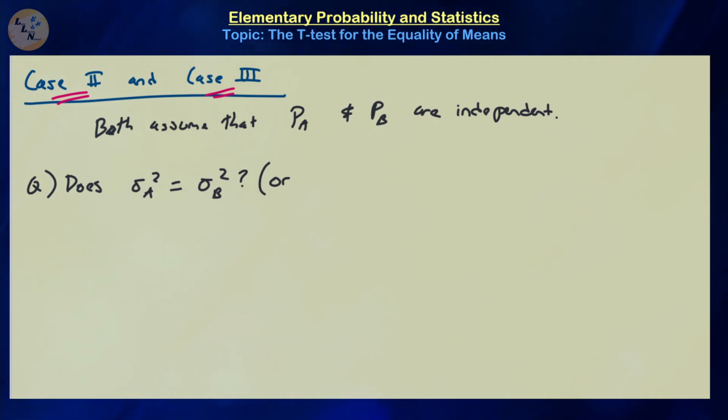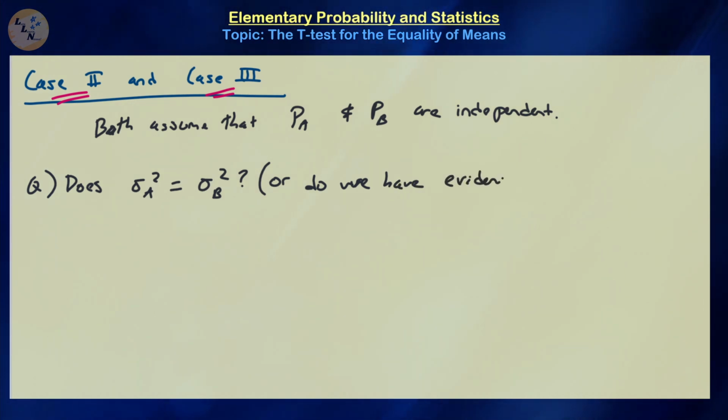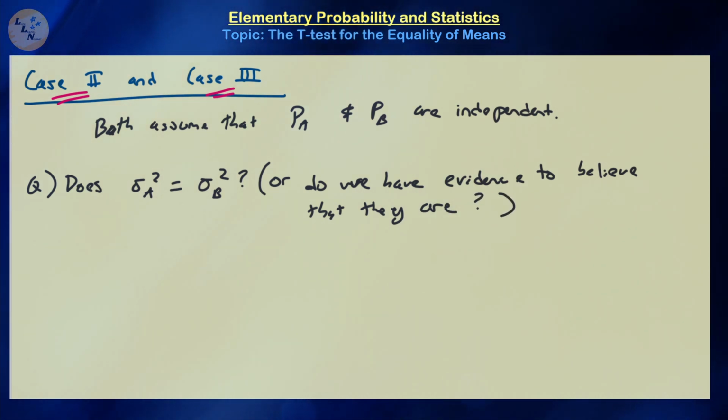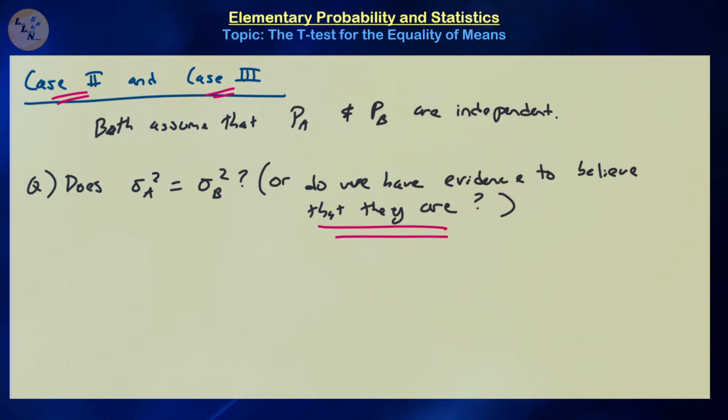Or equivalently, because sometimes we don't know the variances, or sometimes we do not know that they are equal, do we have evidence to believe that they are? Some people will call these populations homoscedastic, just meaning that the variances between them are equal to each other. So do we have evidence to believe that they are? So what test talks about the equality of variances for two different independent populations? Keep in mind that is going to be the F-test.